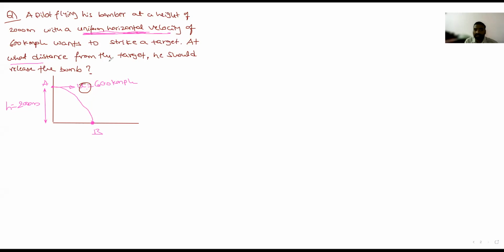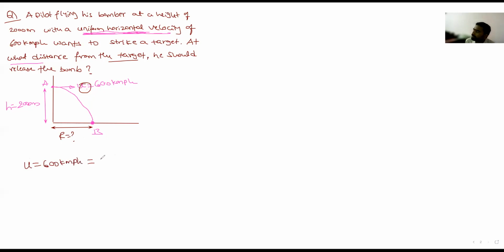What distance from the target should the bomb be released? He is asking this distance, the range. Okay, so first write down: H is given and U is given. Initial velocity U is equal to 600 kmph.